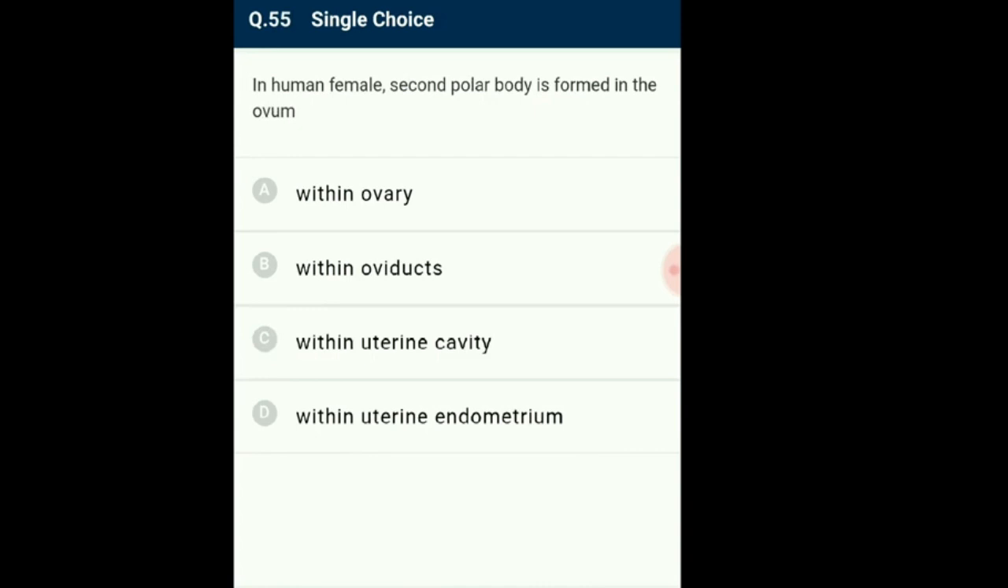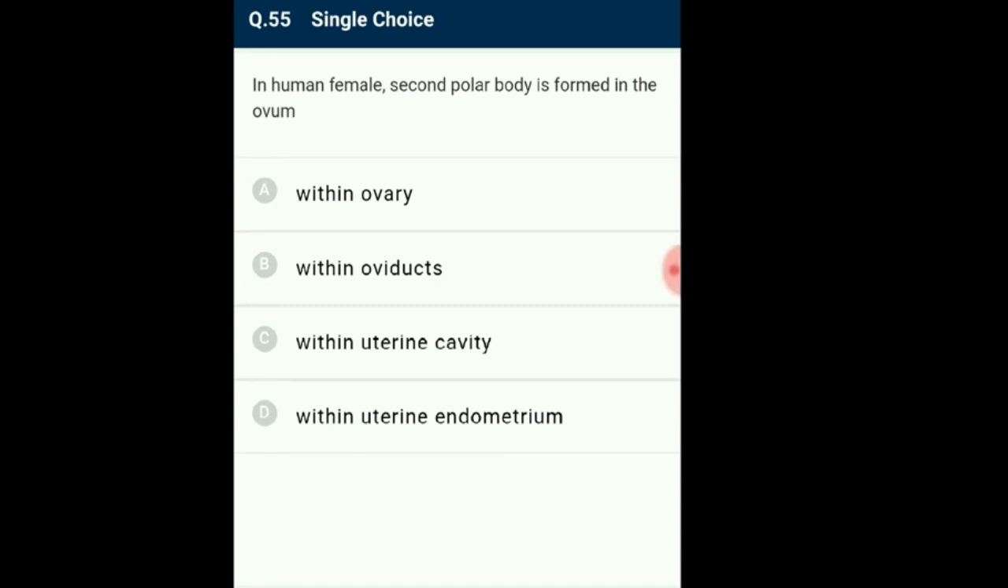Question number 55. In human female, second polar body is formed in the ovum. During oogenesis, the primary oocyte undergoes meiosis 1 to form the secondary oocyte and the first polar body during the formation of the Graafian follicle. This occurs in the ovary. The secondary oocyte is released during ovulation and reaches the fallopian tube.